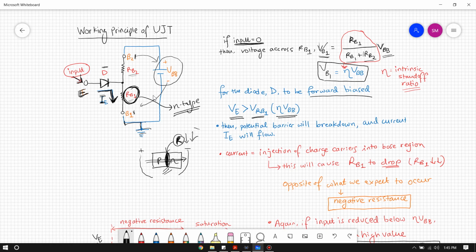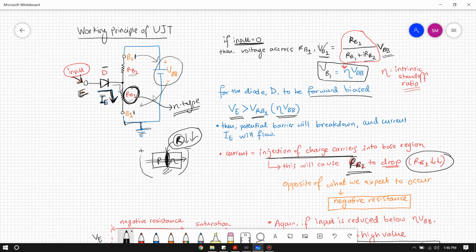This occurs due to an injection of charge carriers. Similarly, when we have current flow from the emitter to the base 1 terminal, we have an injection of charge carriers into the base region. This will cause the RB1 resistance to drop. The RB1 resistance will drop significantly because we have an associated injection of charge carriers.